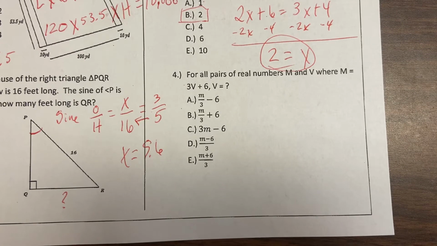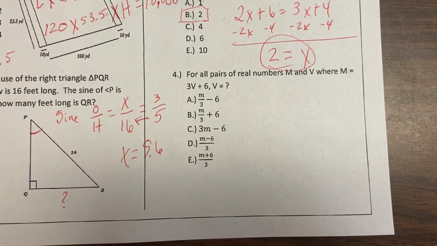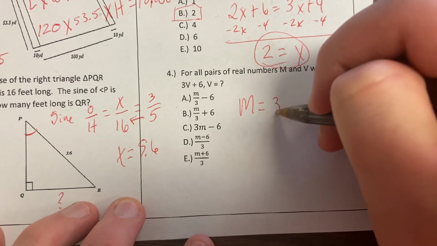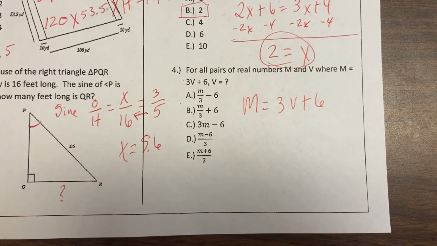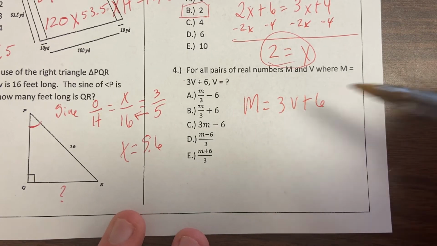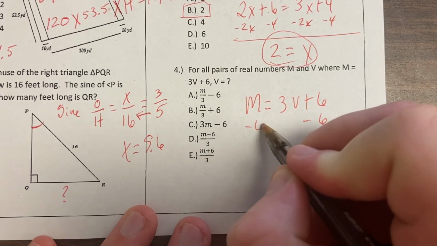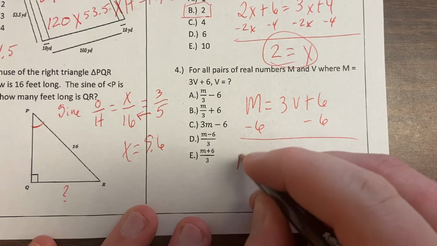And lastly, for all pairs of real numbers m and v, m is equal to 3v plus 6. What is v? Okay, so we got a couple variables here, so it wants us to solve explicitly for the value of v. I'm going to rewrite this m so I can see it on one line. So we got m is equal to 3v plus 6, but what is this equation in terms of v? So basically all it wants you to do is solve for the letter v. So let's get that to a side by itself. I've got this plus 6 on the right with it. I don't want it over there.